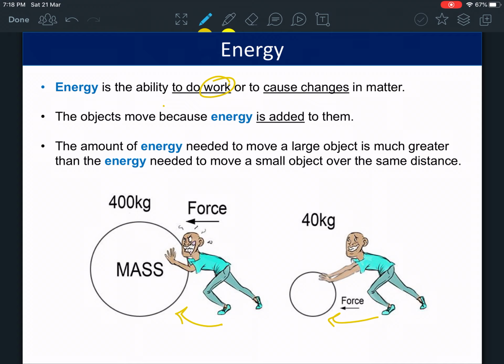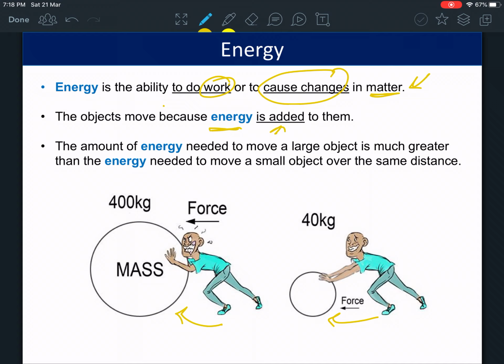All you need to know now is that energy is the ability to do work or cause changes in matter. Matter is everything. So if you cause changes in anything, you can see that there's energy. Objects move because energy is added to them. Objects cannot move without energy. Can you move an object without providing any energy to it?